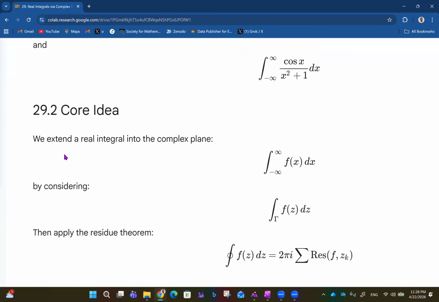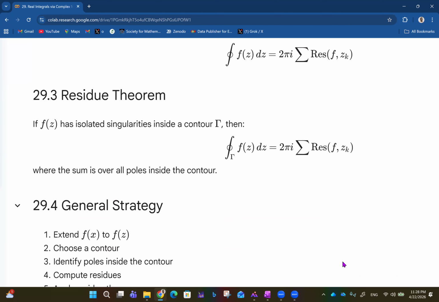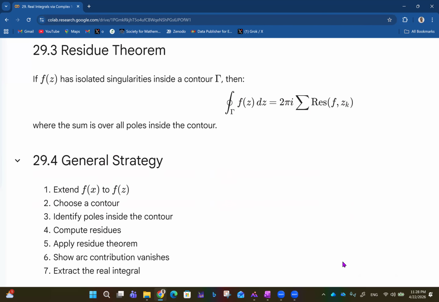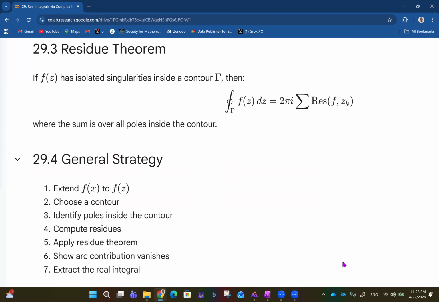So the core idea here: we extend a real integral into the complex plane. So we have the integral from minus infinity to infinity of f of x dx, and we do that by considering the integral along a particular path of f of z dz. And then we apply the residue theorem, which simply tells us that the integral of f of z dz along a closed path is 2 pi i multiplied by the sum of the residues. Of course, in the last video we considered the residue theorem, and here we are at it again.